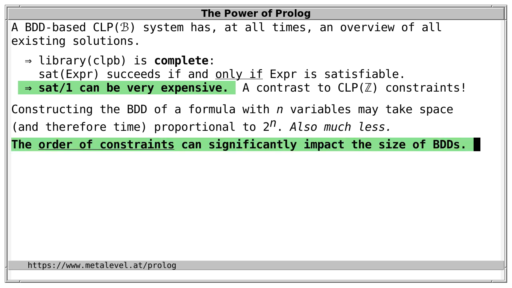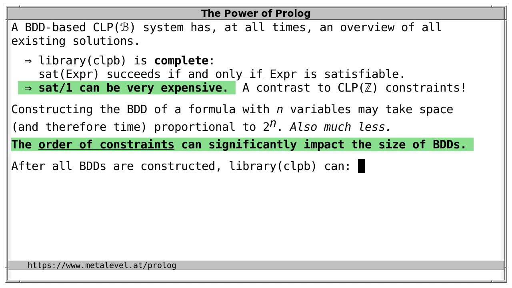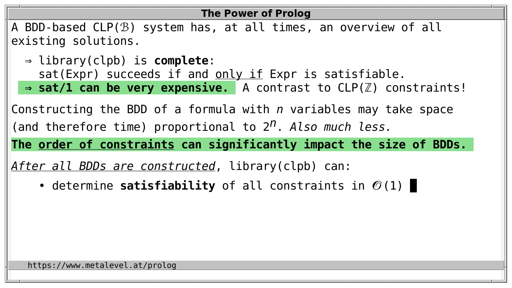And the way we write our code can also have an impact on the size of BDDs. In addition to the order of variables, the order of constraints also matters. That's another difference to CLBZ, where the order of constraints doesn't matter as much. And after all BDDs are constructed, and that can be a very long after, but after they are constructed, we can do a few interesting things very efficiently. Maybe most notably, we can determine satisfiability of all constraints in constant time. We only need to check whether the BDD is the node false.